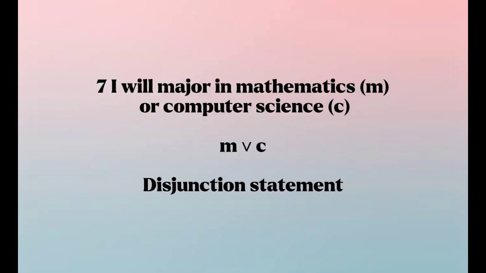Number 7. I will major in mathematics or computer science. So, for this statement or sentence, the connective is OR. So, it is a disjunction. So, again, write the first part or the first letter, which is the M, then the disjunction symbol, and then the second part, which is the letter C.